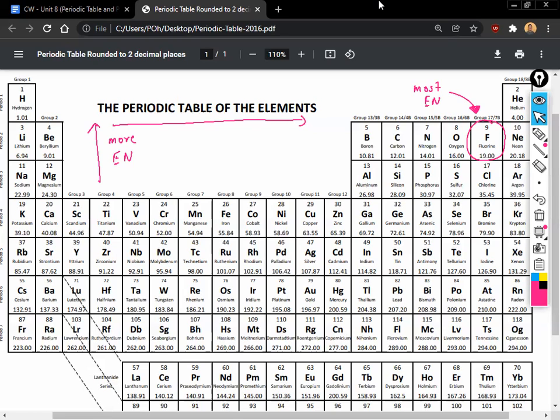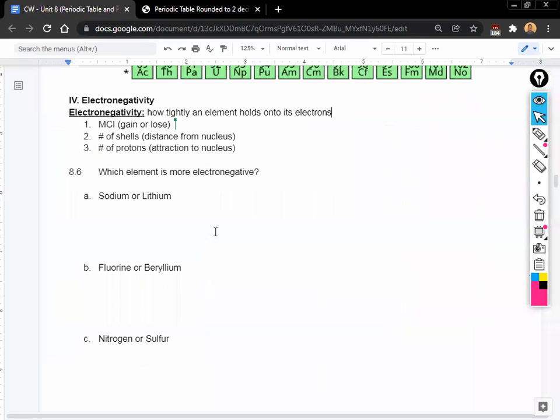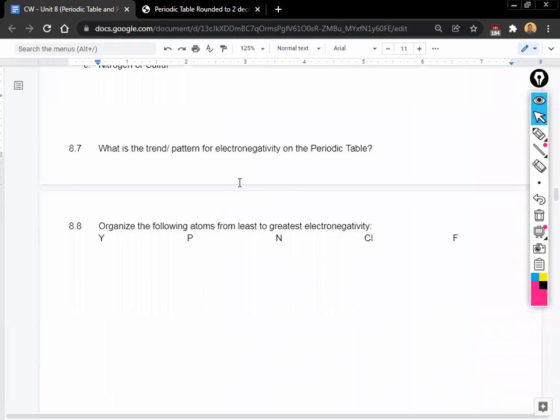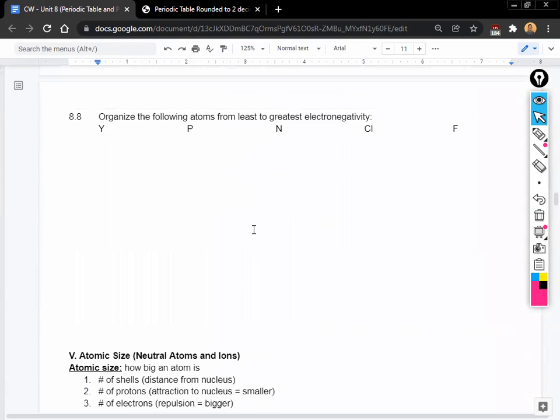All right, guys, which one is most? I'm just kidding. All right, so that's the pattern for electronegativity. Okay, so let's go to 8.8. This will be your big test for electronegativity. I want you to get all five of these elements, and I want you to organize them based on their electronegativity.